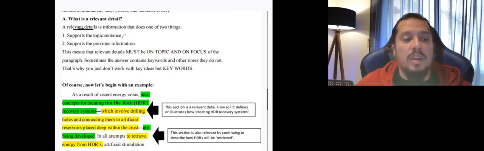Okay, a relevant detail is information that does one of two things. Supports the topic sentence, or supports previous information.